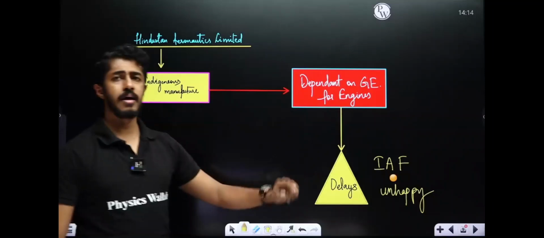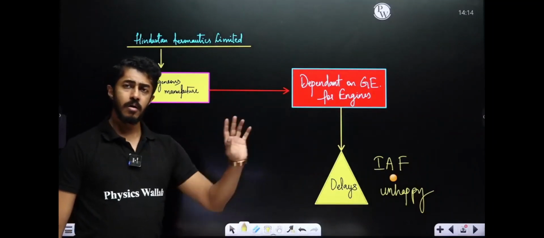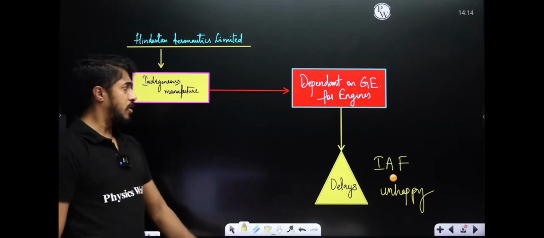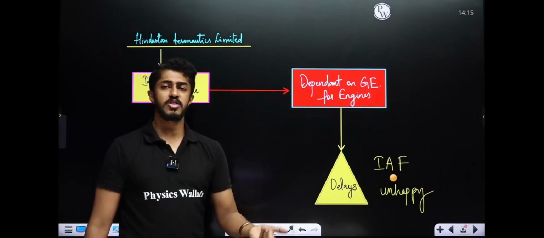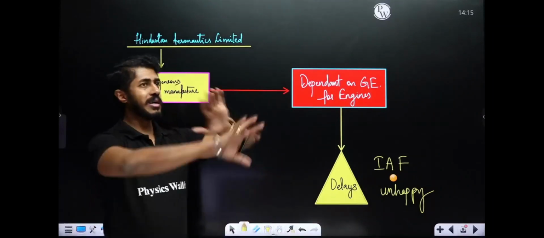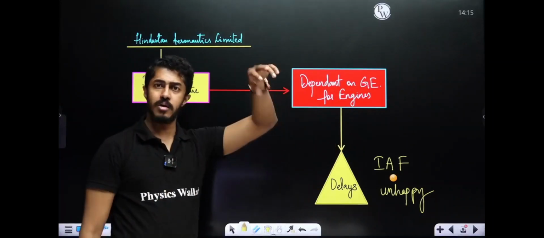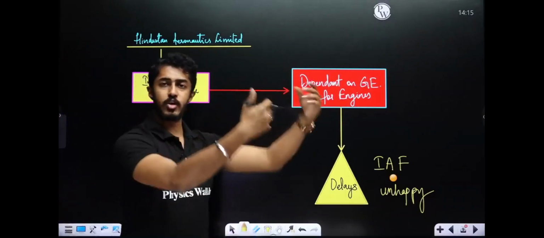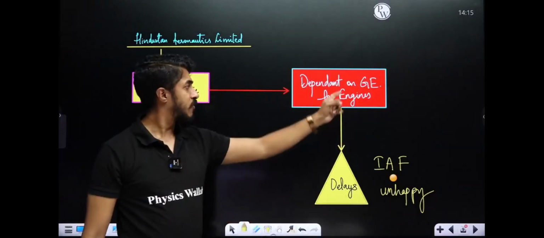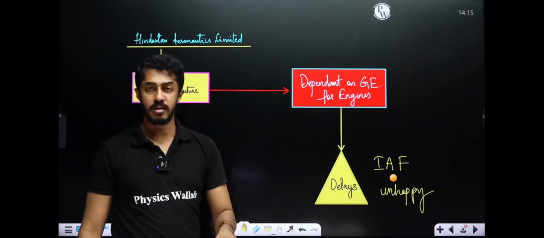the IAF unhappy. What is happening here? We want to go for indigenous manufacture, but what is it? We are dependent on engines from outside. So whatever you are constructing, whatever you manufacture, you make this, you give it to private player, you give it to HAL, it is of no use when engines are not manufactured in the country.